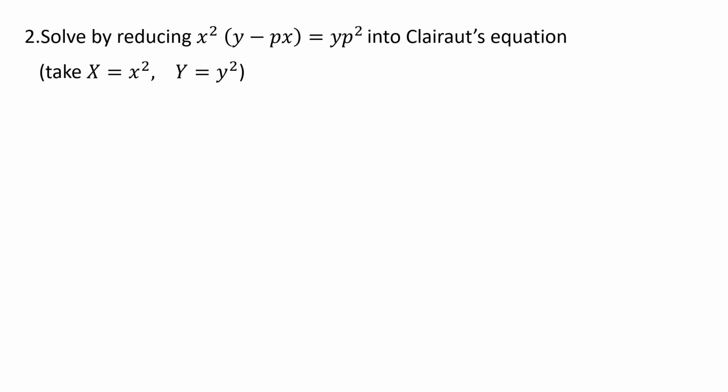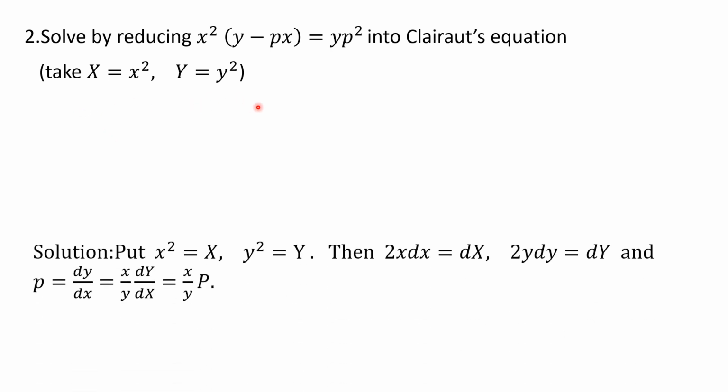Second problem. Solve by reducing the given equation x square into y minus px equal to yp square into Clairaut's equation by taking X equal to x square. Again the same substitution they have given. So I go with the same method.